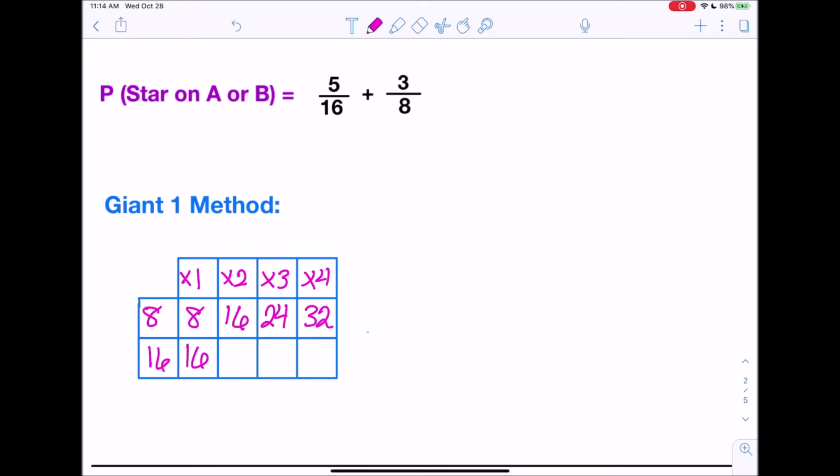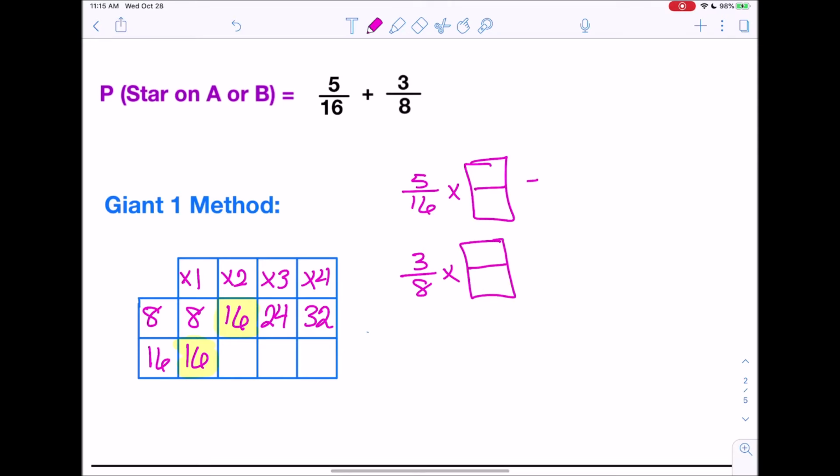And you know what? I actually don't even need to finish my chart because remember, we're looking for numbers they have in common. And right off the bat, I can see that 16 times 1 is 16, but I also have a 16 here for the 8 under times 2. So that means our denominator is supposed to equal 16. So I'm going to take my two fractions, 5 out of 16 and 3 out of 8, and now I know I'm going to have to multiply by a giant 1 where it equals a fraction that has 16 as the denominator.